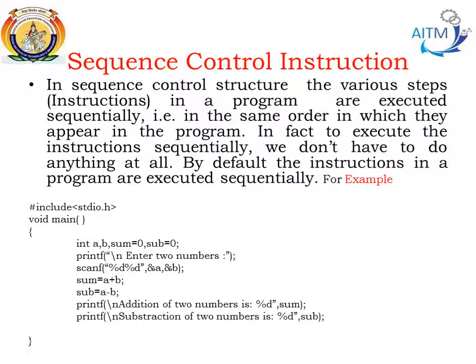Once this instruction gets executed, the next instruction is the printf instruction, which prints the result of addition of the two numbers. Once this result is printed, the next instruction that gets executed is another printf statement, which prints the subtraction of the two numbers. So in this program we can see that every instruction written in the program gets executed one after another. This is all about the explanation for sequence control.